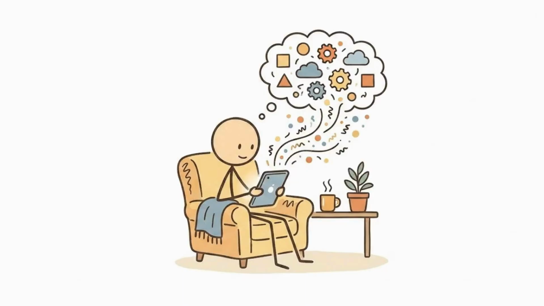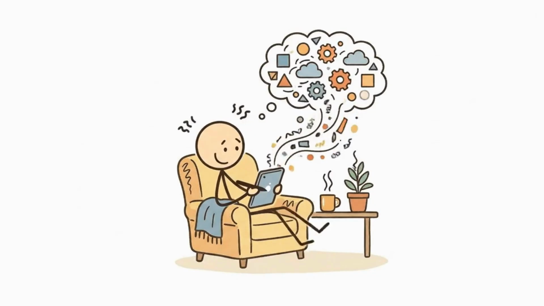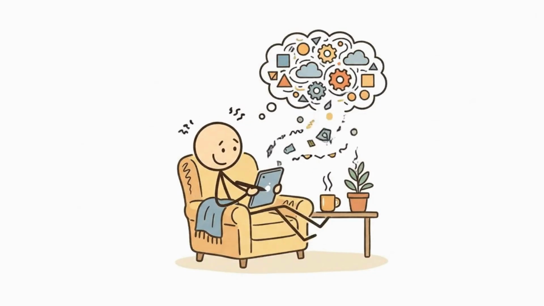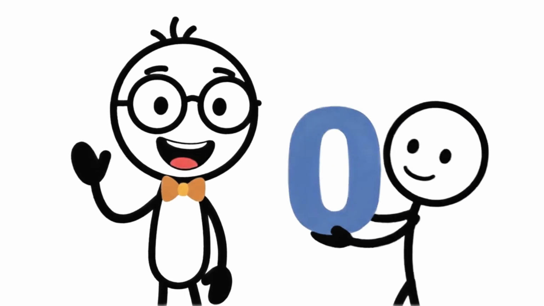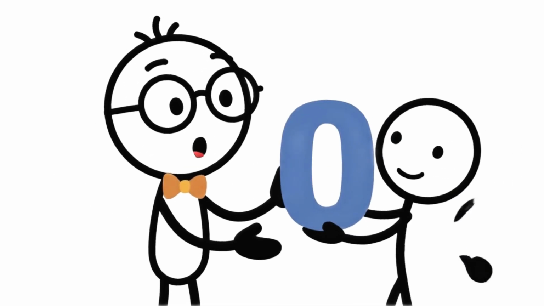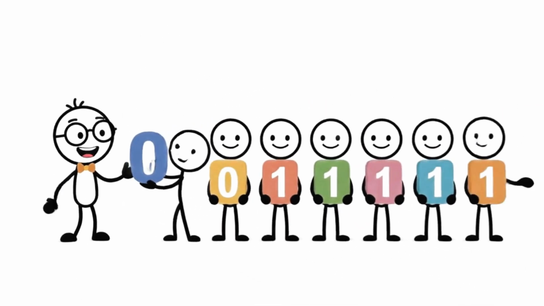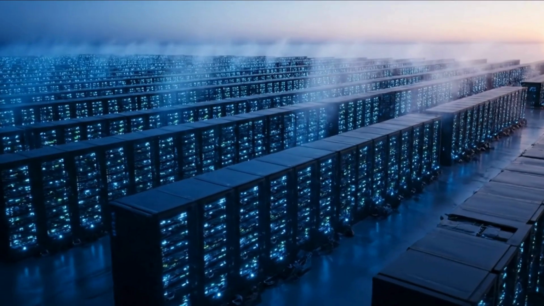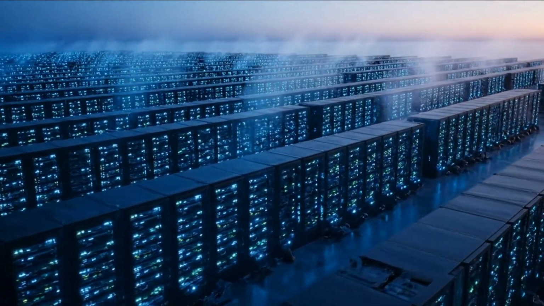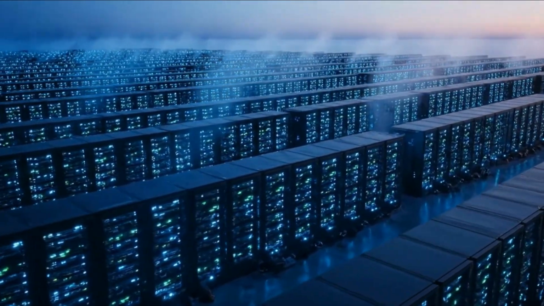Right now, as you watch this video, your device is processing millions of bits of information every single second. You've heard terms like gigabytes and terabytes thrown around, but do you really know what they mean? Today, we're diving deep into every data unit explained, from the tiniest bit that represents a single 0 or 1, all the way to units so massive that all of human knowledge barely scratches their surface.